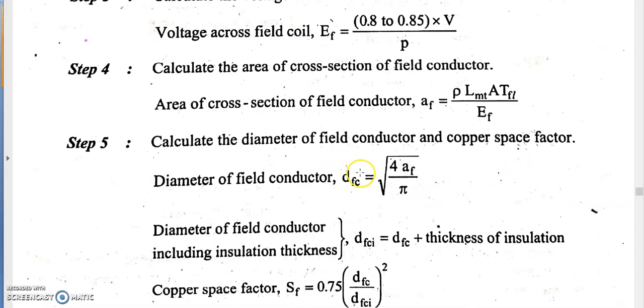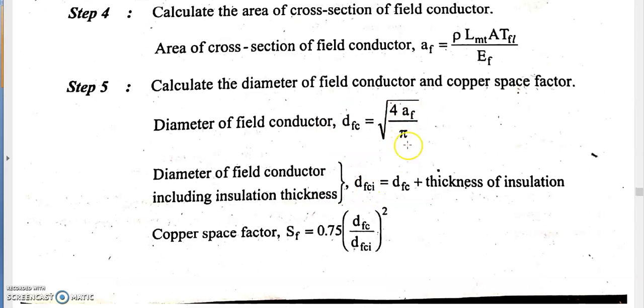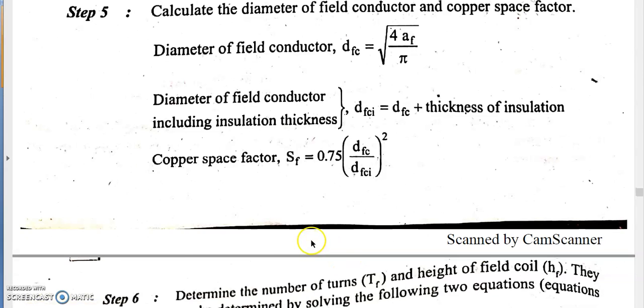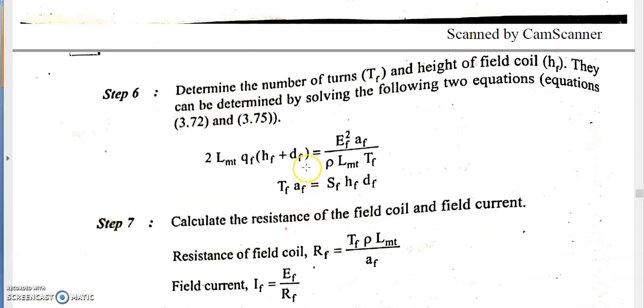Actually, in both the rectangular field system and the circular field system, the conductor will always be a circular conductor. So the diameter of the field conductor we calculate using the pi r square equation, and then we calculate the diameter of the field conductor including the thickness of insulation. The thickness of insulation will be given in the problem, so that we can calculate the copper space factor SF, and then we will get two equations.